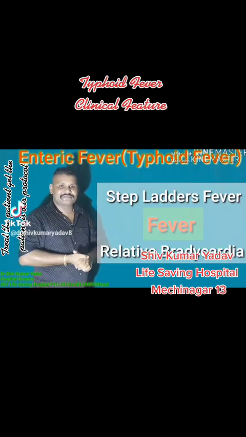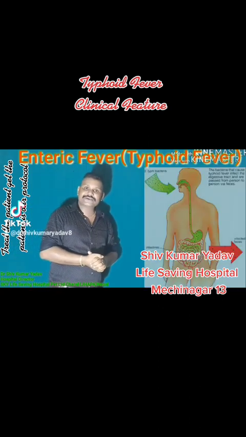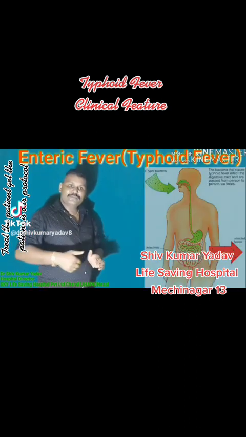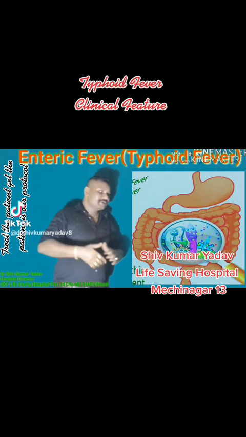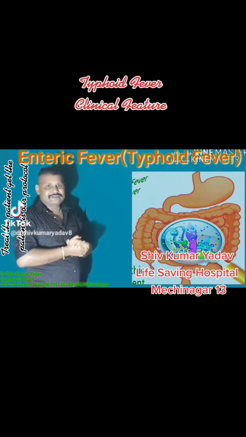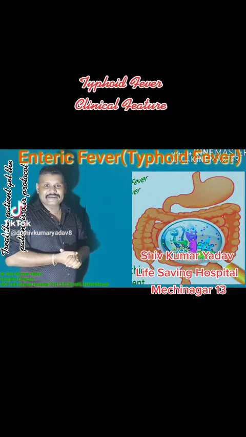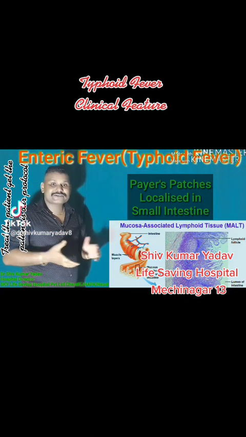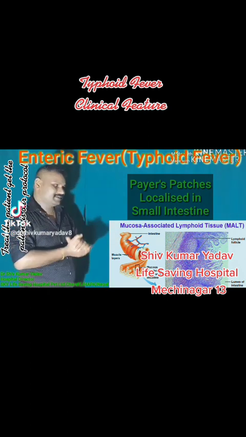So in case of enteric fever, we often see a fever with relative bradycardia. First, it's a step-ladder fever. Second, it's a relative bradycardia. The fever occurs because Salmonella typhi directly attacks the lymphoid tissue of the small intestine, resulting in a typical lesion in the lymphoid cells called Peyer's patches. So where do Peyer's patches localize? Peyer's patches are localized in the lymphoid tissue of the small intestine.